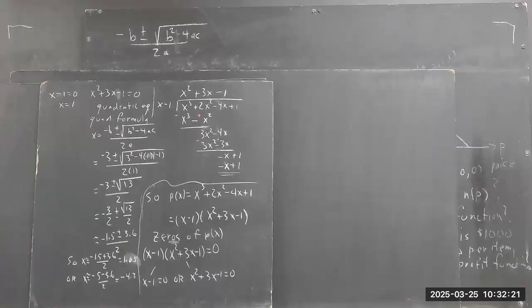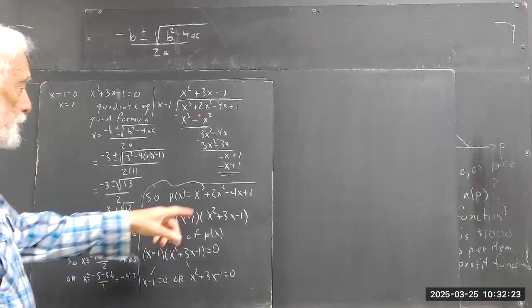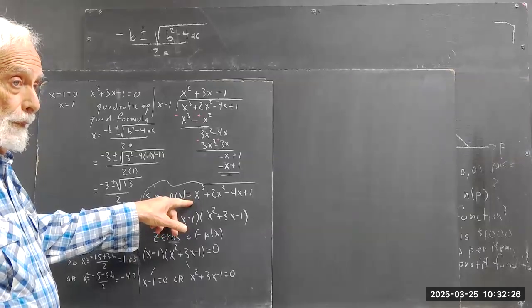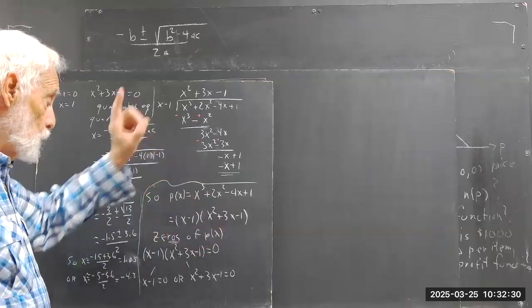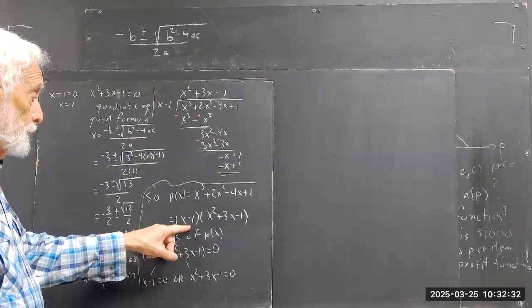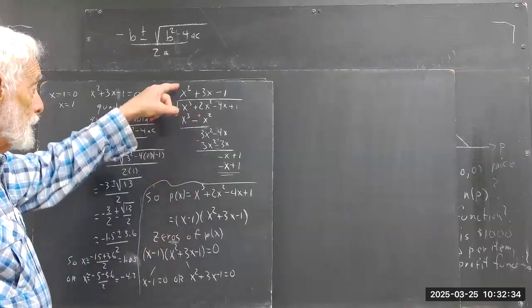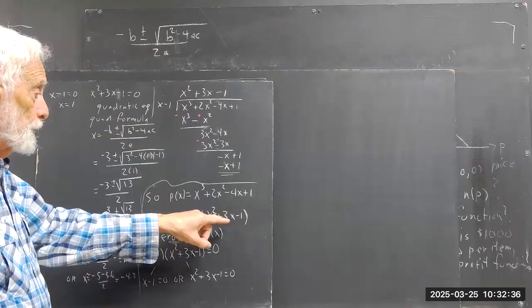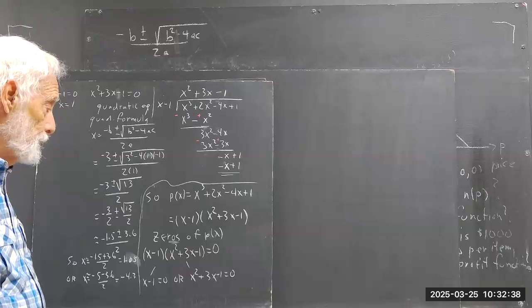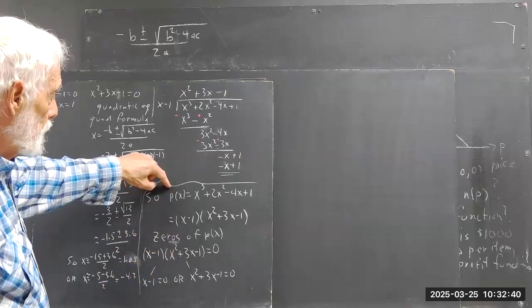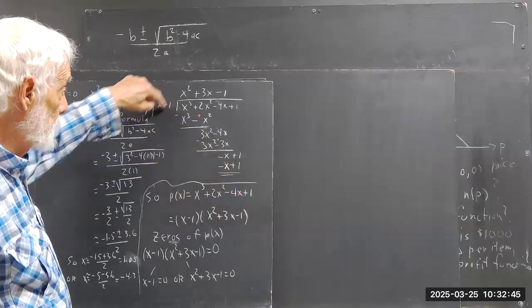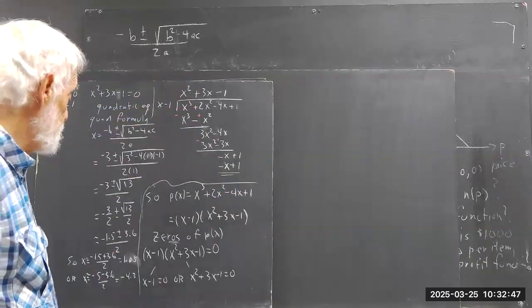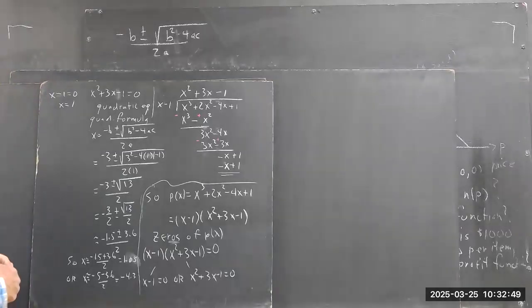Okay, so what have we done? We started with this polynomial. By trial and error, we figured out that 1 was a root, so we divided it by x minus 1. Here's the process, and we got x squared plus 3x minus 1. So the polynomial is x minus 1 times x squared plus 3x minus 1. This times this equals this.